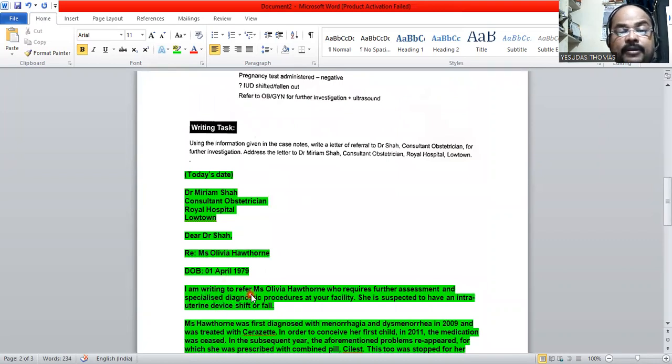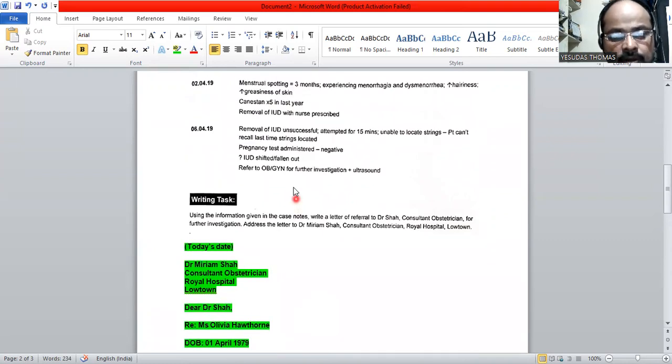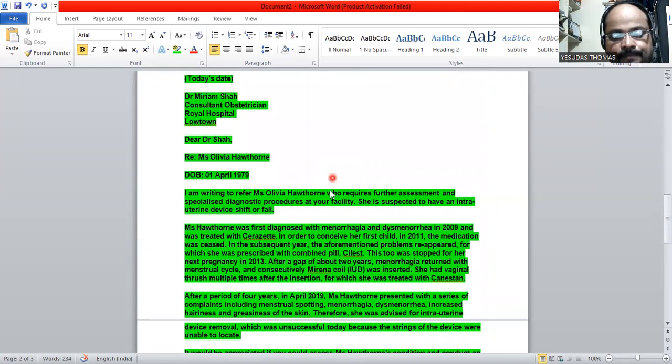I'm writing to refer Miss Olivia Hawthorne, who requires further assessment and specialized diagnostic procedures at your facility. So you are presenting the name of the client, Miss Olivia Hawthorne, and what she requires: further assessment. We have made some assessment. Further assessment is needed. Further assessment, okay? She requires further investigation.